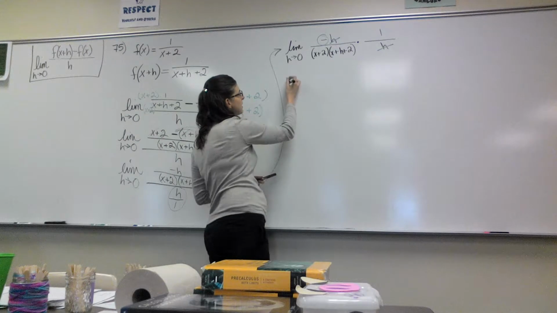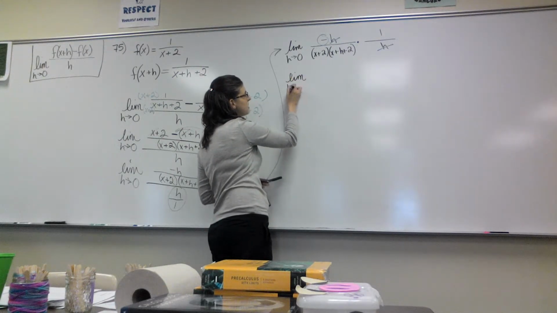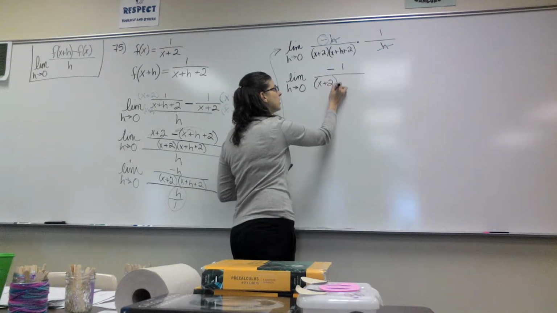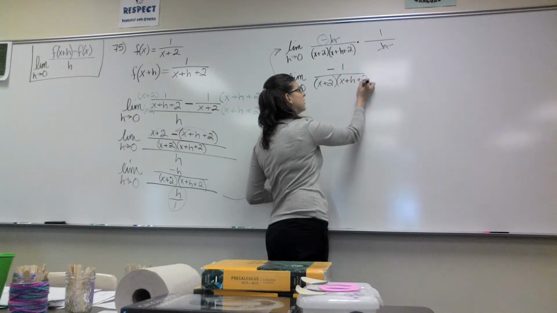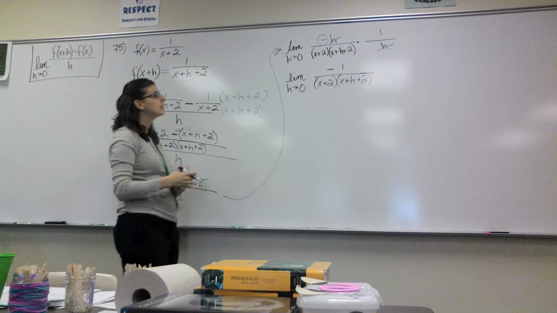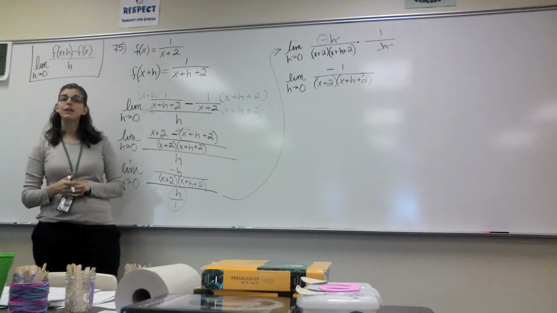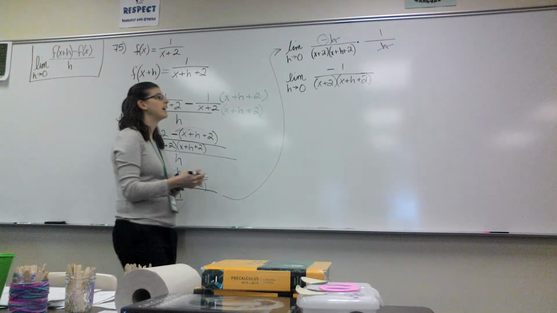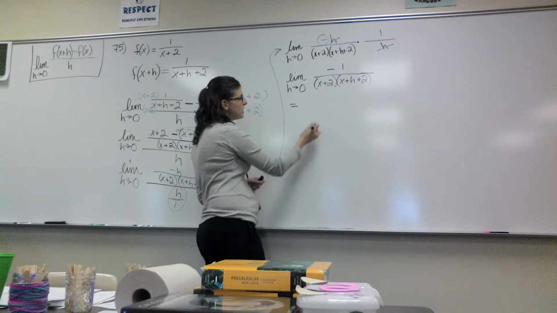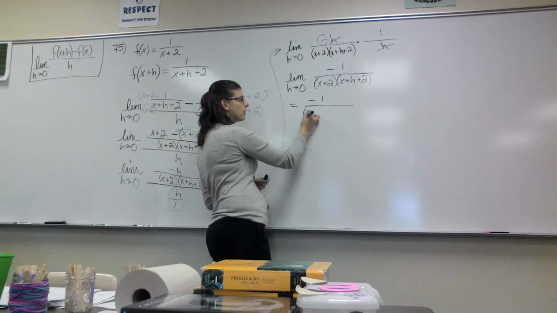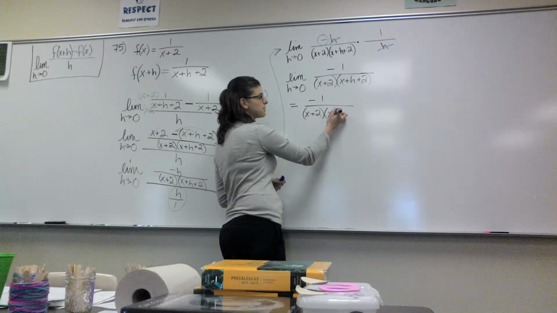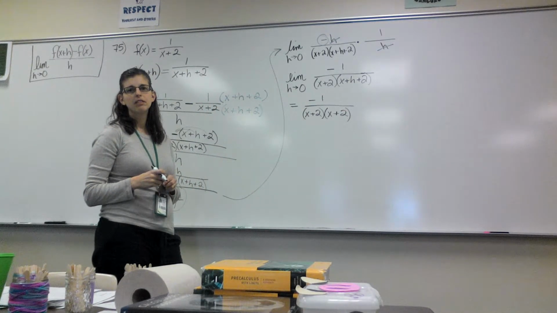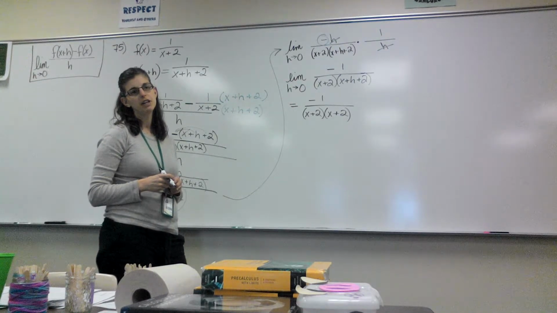Okay? So this is going to be the same as the limit as h approaches 0 of negative 1 over x plus 2 times x plus h plus 2. Now what do we need to do? Now you can plug in 0 for h. Very good. And we're going to drop the limit notation as we do that. So negative 1 over the quantity x plus 2 times x plus 0 plus 2, which is just x plus 2. You can simplify that a little bit. X plus 2 quantity squared.